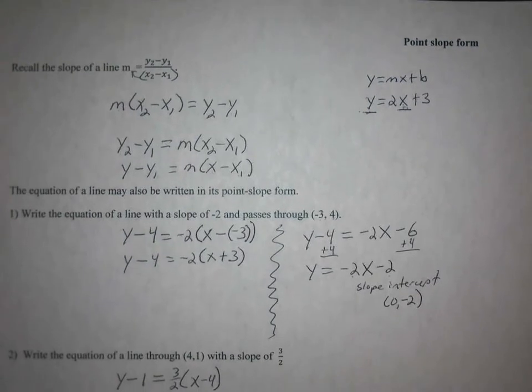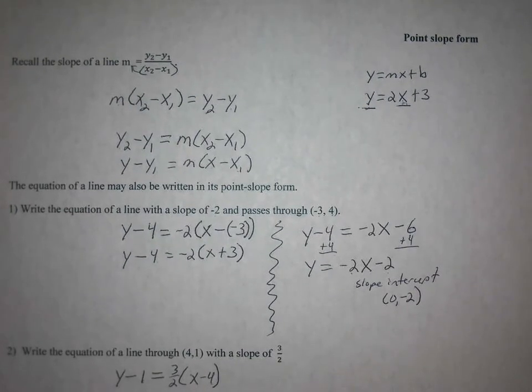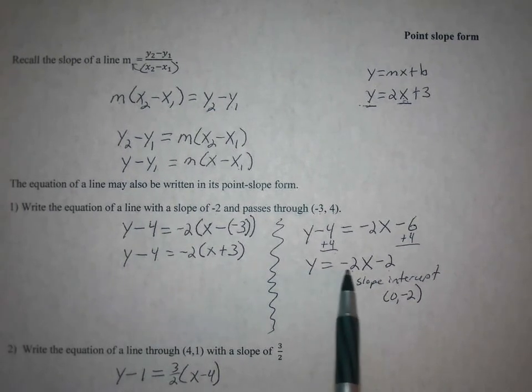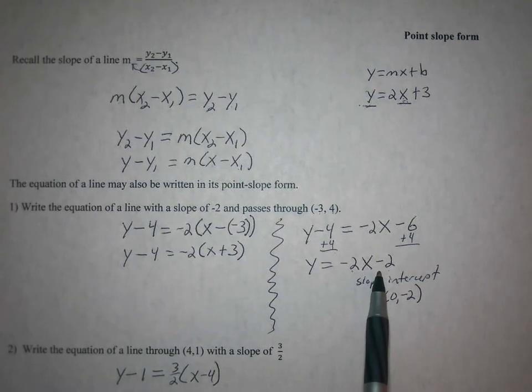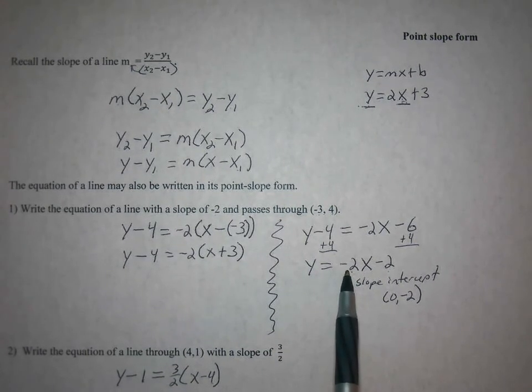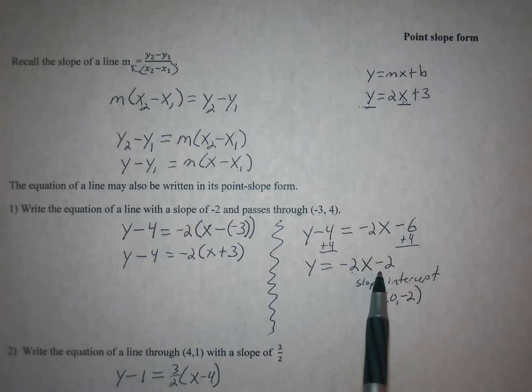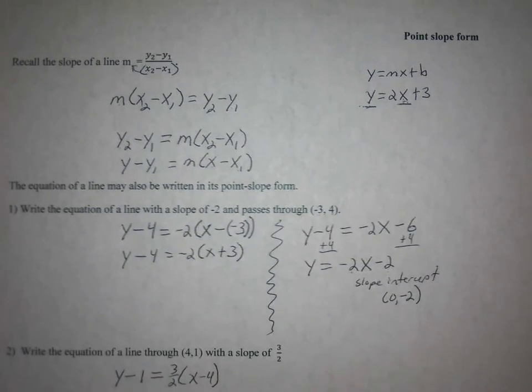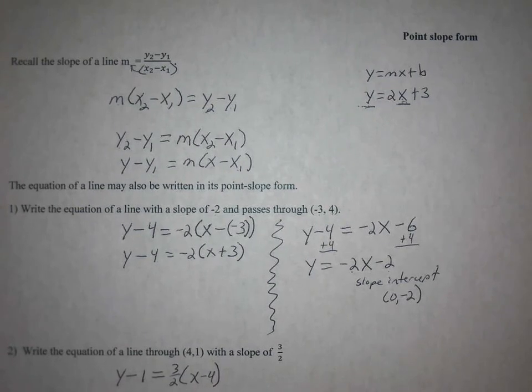Honestly, I'm usually not overly crazy about trying to use that because I think it looks more confusing than y equals mx plus b. I think most students will look at y equals negative 2x minus 2 and be able to plot that better and understand that the slope is negative 2, goes through 0, negative 2, rather than looking at this equation. But the point-slope form does come up every now and then, so you do need to recognize it when you see it.